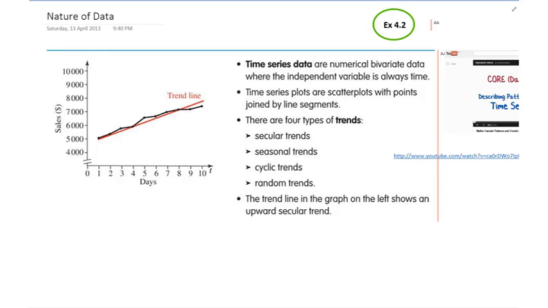Okay, so in this video, what we're looking at is time series. This is going to be a bit of a time series introduction video to what the trends are, what we look for in them, and some of the basic stuff about when we plot it. It's called nature of data here, but that's just the types of data we're going to look at.